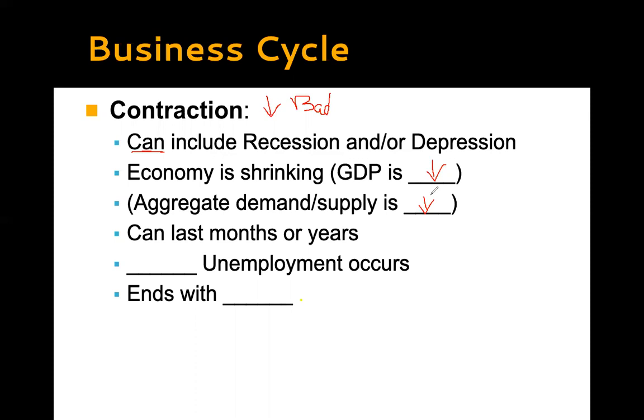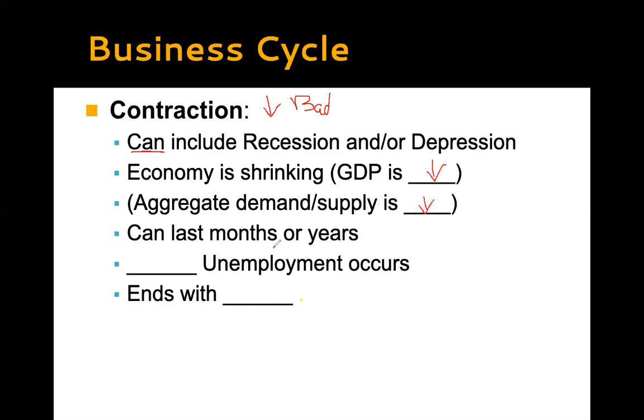People are buying less things. Everybody's at home. We're buying the essentials: toilet paper, hand sanitizer, Lysol wipes, all that good stuff. But we're not eating out as much. We're not going shopping as much. We're not doing as much as we used to. So the economy is starting to shrink. GDP is going down. Aggregate demand, aggregate supply is going down.